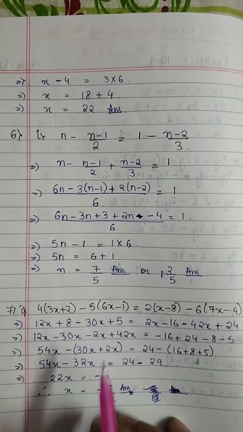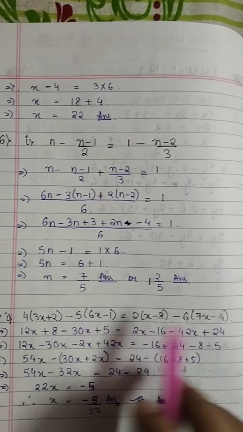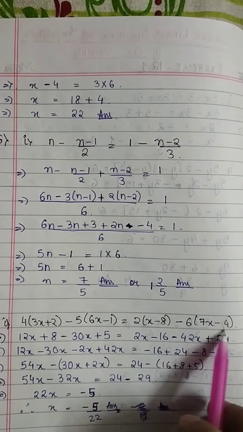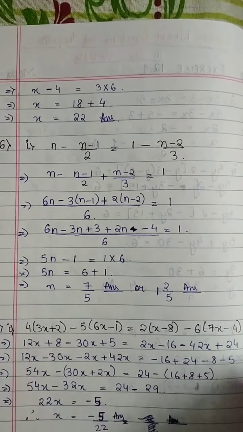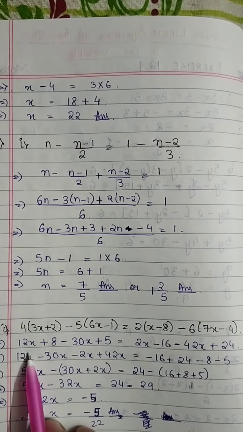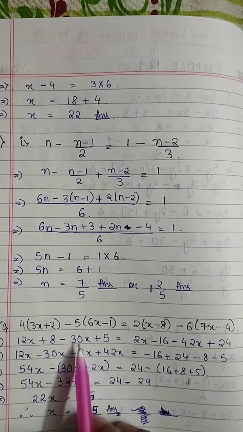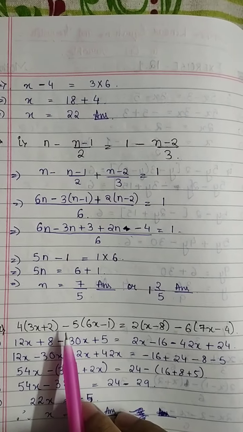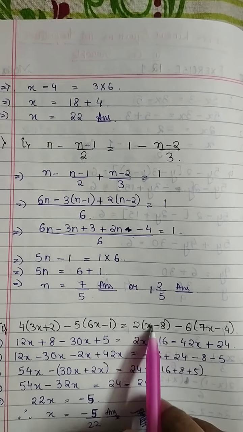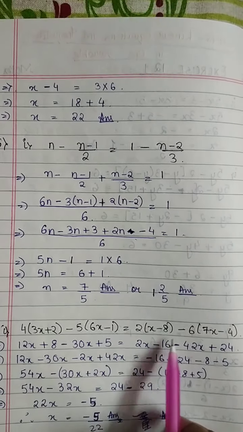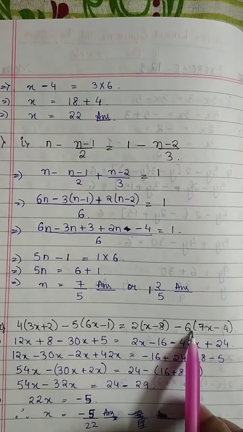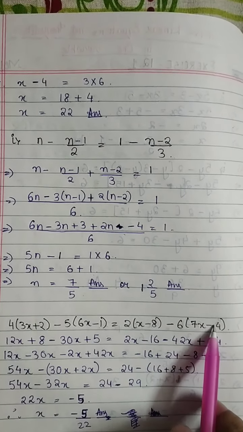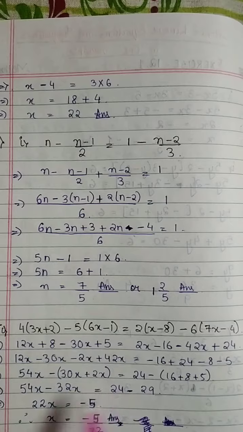Now in question number 7, again you can see there are brackets over here. So first bracket, or just open all the brackets. So it will be 4 3s are 12x, 4 2s are 8, 5 6 are 30, 5 1s are 5, minus will be plus 2x, 8 2s are 16 minus 16, minus 6 is there, so minus 42x, and minus again plus, so 6 4s are 24.